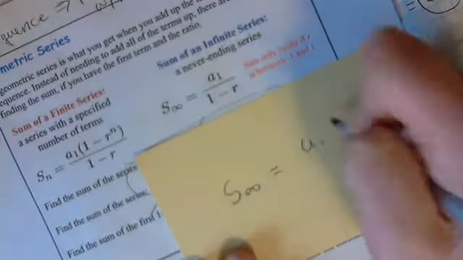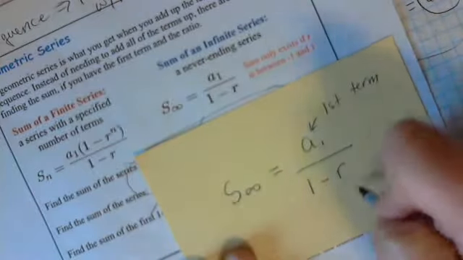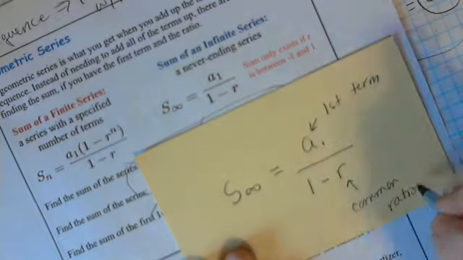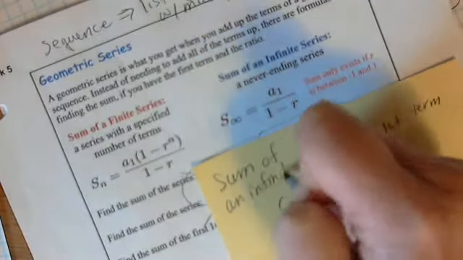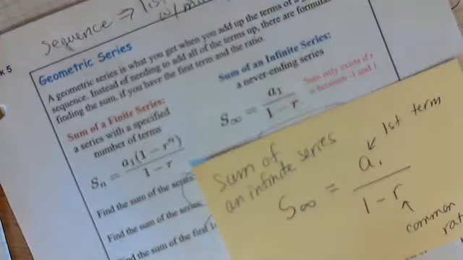So sum of an infinite series, this is the infinity symbol, equals a sub 1. That's the first term in the series, right? You know that by now. And 1 minus r. R is our common ratio. Alright, so this is the sum of an infinite series, one that goes on forever and ever without end.